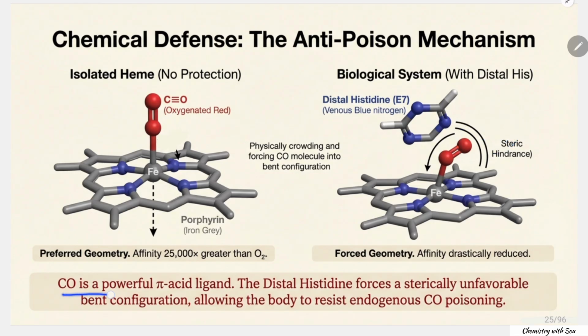So I already said that CO is a powerful pi acid ligand. The distal histidine forces a sterically unfavorable bent configuration, allowing the body to resist endogenous CO poisoning. So that's how the distal histidine will prohibit, or force, the body not to undergo CO poisoning.